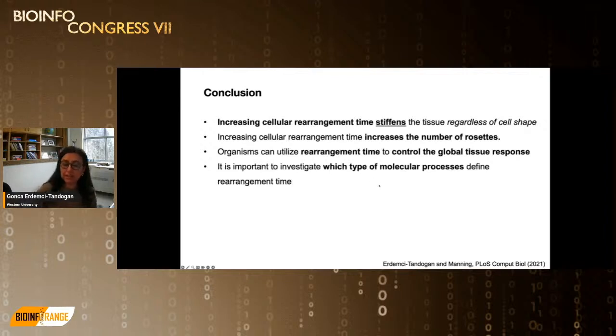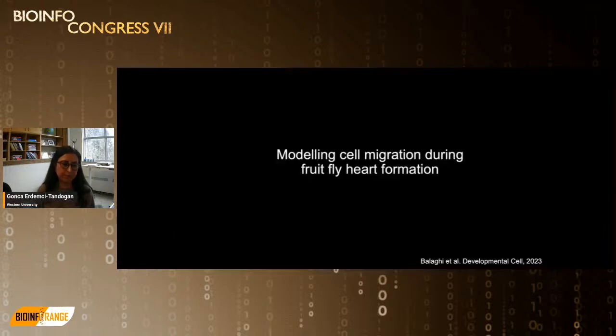And this also suggests that it is important to investigate which type of molecular processes define rearrangement time. And finally, by studying the anisotropic tissue simulations, we actually showed that the rearrangement time can control the body axis elongation. So it could be an important factor that is affecting a morphogenetic process, which is, in this case, the body axis elongation of the embryo.